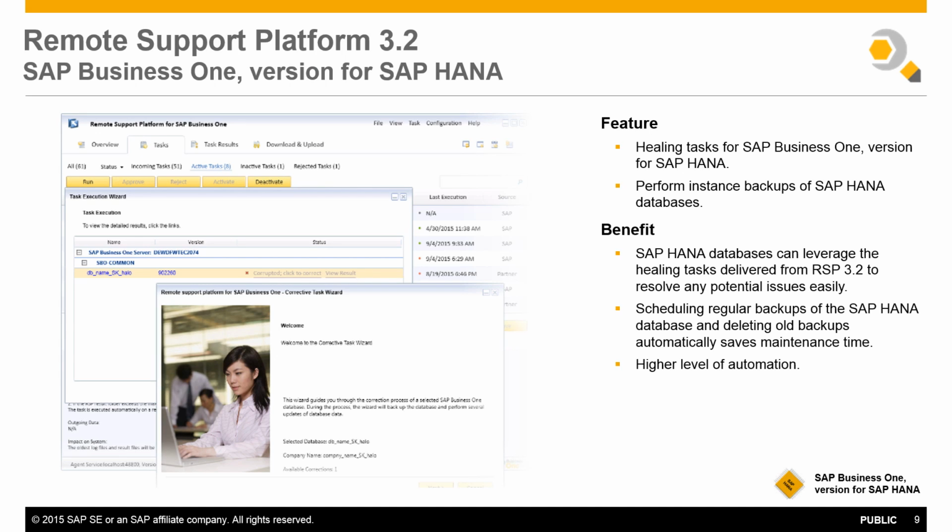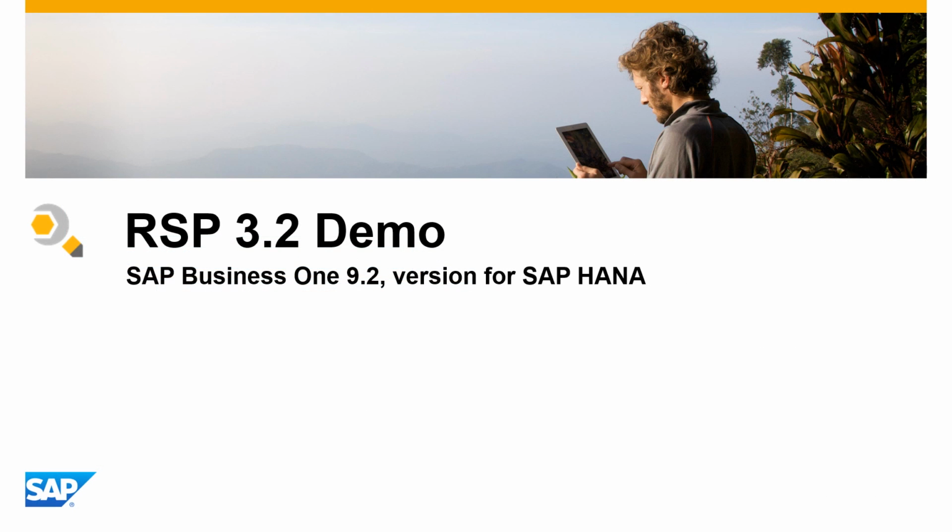As we mentioned before, the System Landscape Directory connection must be configured as a prerequisite for enabling HANA database backup via the Remote Support Platform. Some of the key benefits include SAP HANA databases leveraging the healing tasks that are delivered from the Remote Support Platform 3.2 to resolve any potential issues easily. You can now schedule regular backups of the SAP HANA databases and delete any old backups automatically, saving maintenance time. All of this promotes a higher level of automation. So let's check out the Remote Support Platform 3.2 for SAP Business One version for SAP HANA.